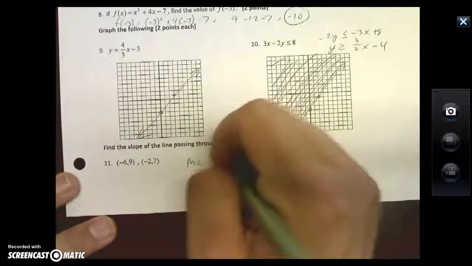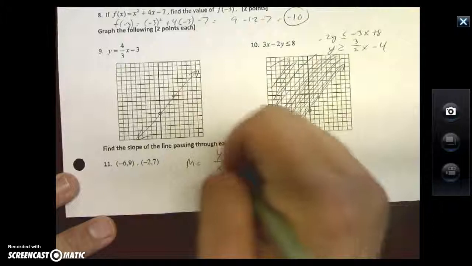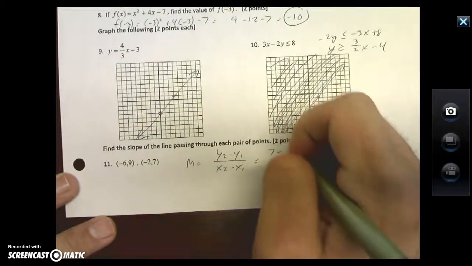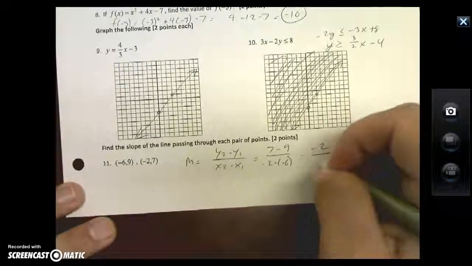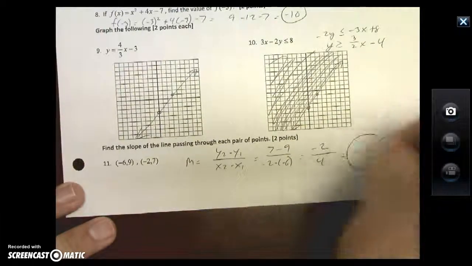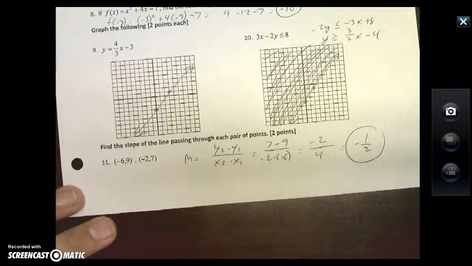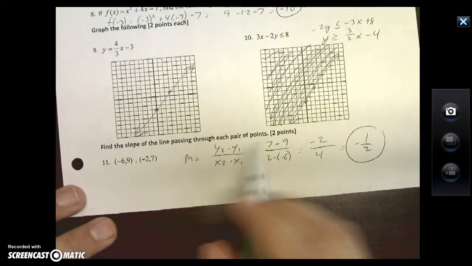Number 11, find the slope of the line passing through each pair of points. Here's your slope formula. 7 minus 9 divided by negative 2 minus negative 6. Negative 2 over 4. Negative 1/2. Reducing things down. Be careful with your negative signs, they can be a little tricky.